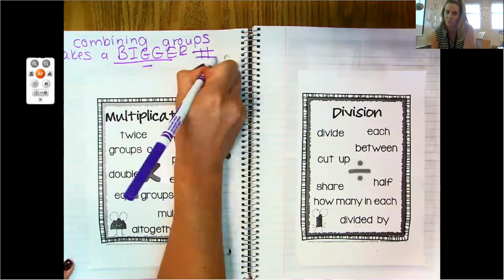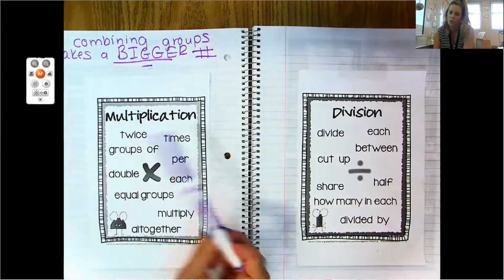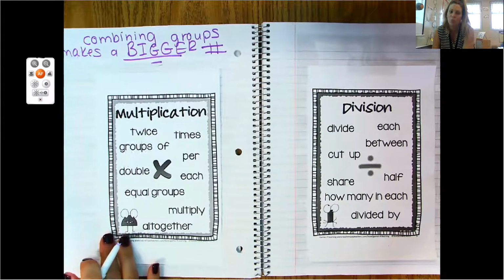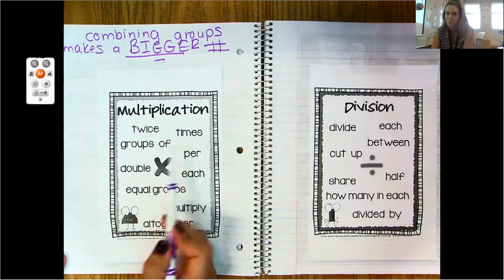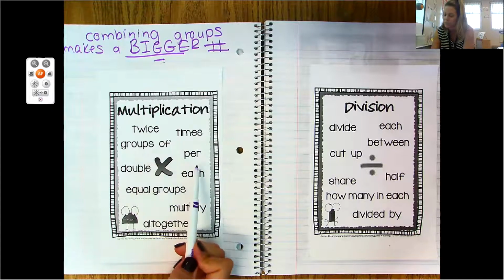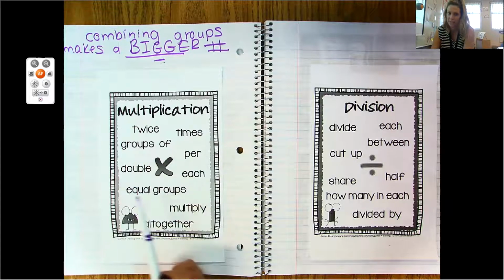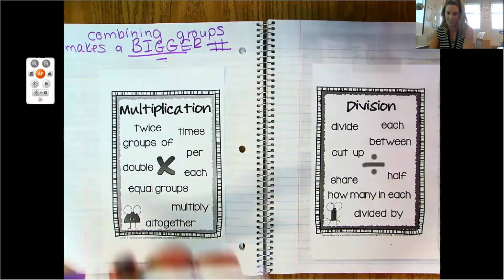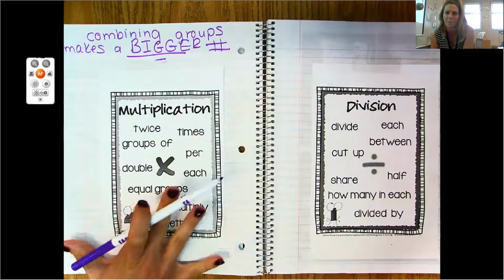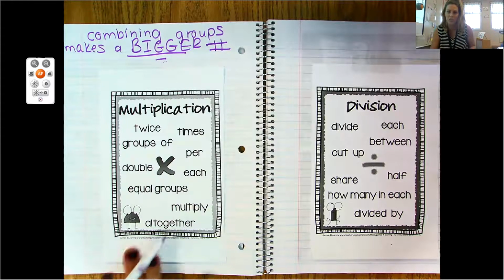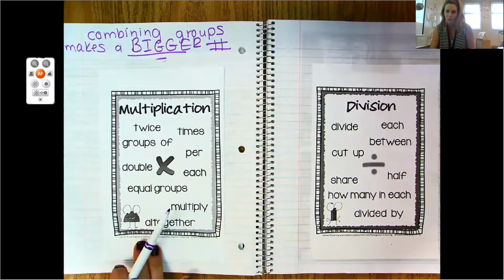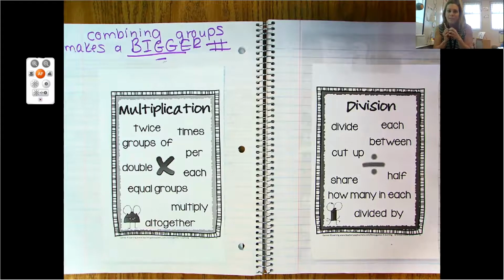All right, so here are a lot of keywords that are going to help us know to multiply in a word problem. Twice, times, groups of, per, double, each, equal groups, multiply, and all together. So this is for you. This is going to be your best friend. Go back and use it to help you understand which keywords are going to mean multiply, which means combining groups that makes it bigger, okay?